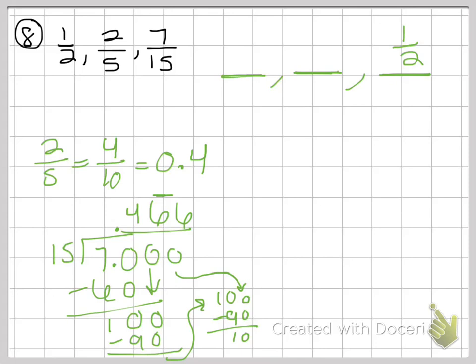But now that I have at least numbers going into the hundredths, I can compare the 4/10 to the answer that I got when dividing 7 by 15. So I know that 2/5 is less, and that 7/15 is greater. So I can arrange them like so.